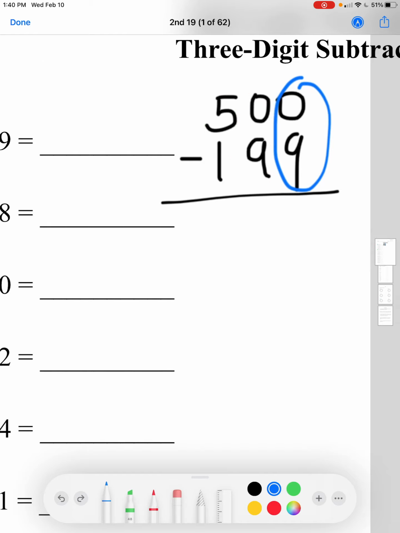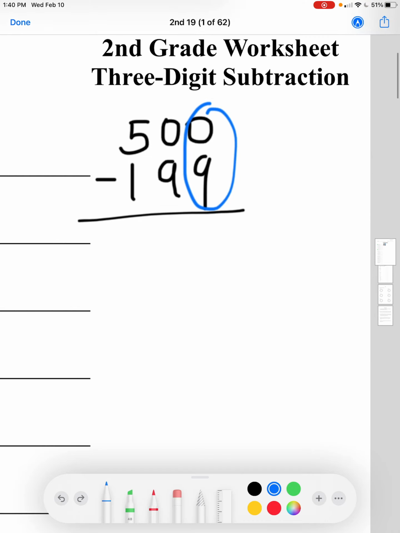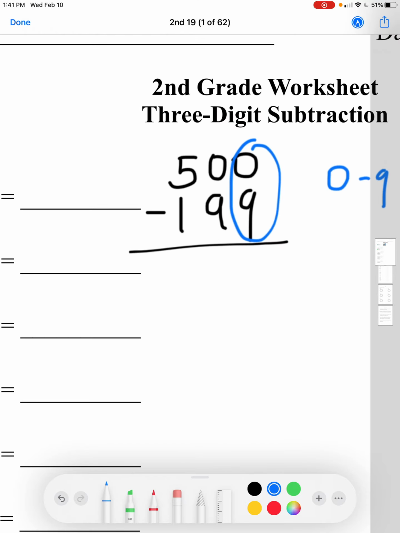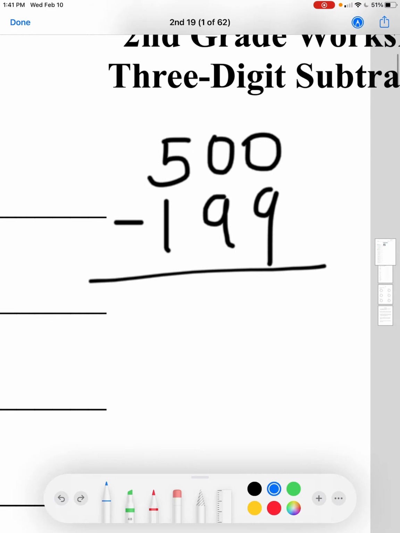We have 0 minus 9. If you have 0 things, you cannot take away 9 things from that. So we're going to have to regroup. We're going to have to take 1 from the tens place. But if you look at the tens place, we also have a 0 minus 9. So you can't really take anything away from there. So what we'll have to do is we're going to have to regroup from the hundreds place.